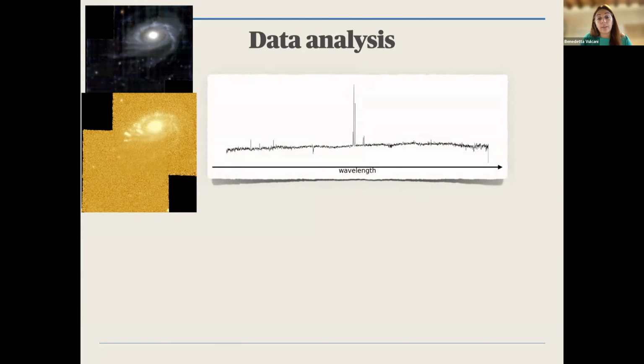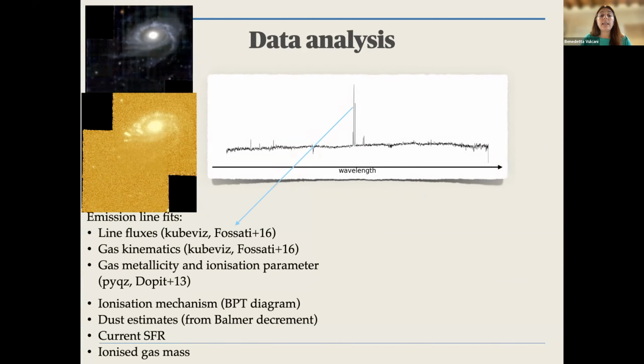From the analysis of the emission lines, we can obtain information on the line fluxes. This helps us to compute the gas kinematics. We can compute the gas metallicity and the ionization parameters. We can understand which are the main ionization mechanisms, so if there is an AGN, star formation, or shocks, or what else. We can use the Balmer decrement to measure the presence of dust. We can compute the star formation rates and the ionized gas mass.